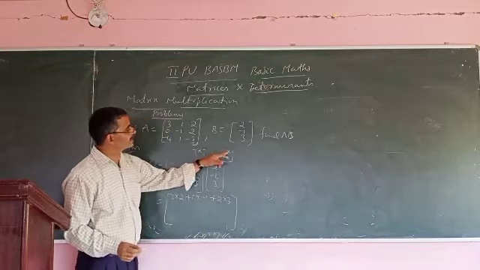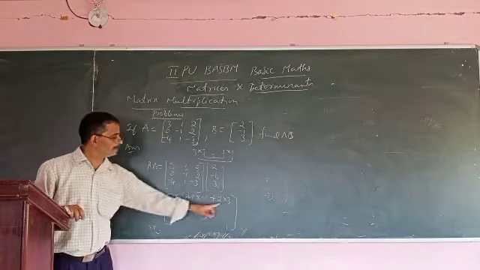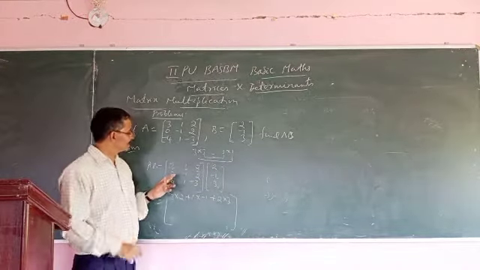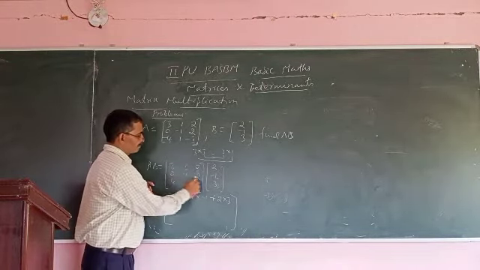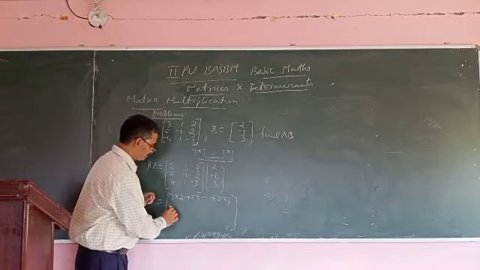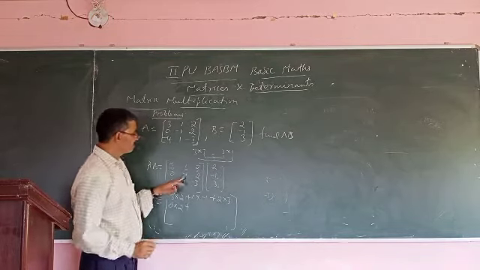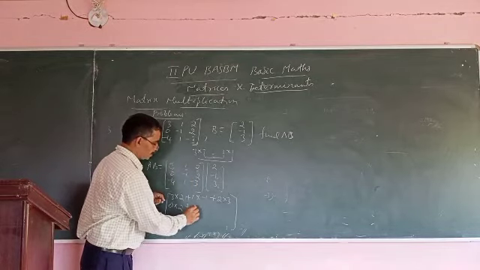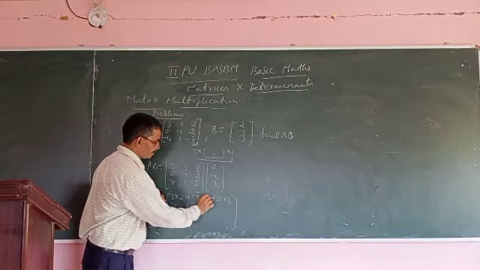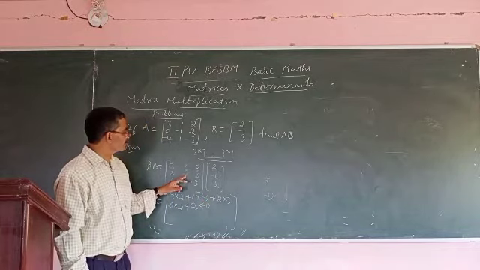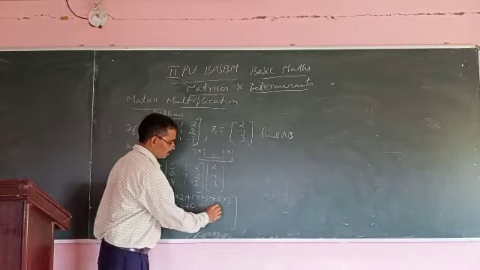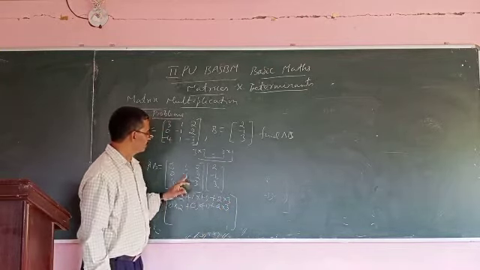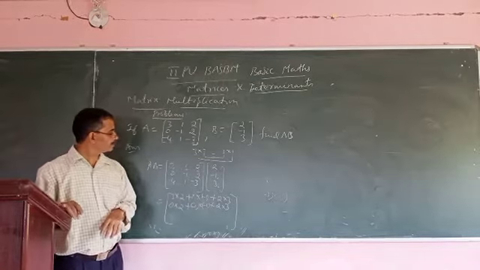So I told you, the result is of order 3 cross 1. So only one element will be there, only one column. Next, consider the second row: 0 into 2, plus minus 1 into minus 1, next 2 into 3. So the second row is over, only one column.